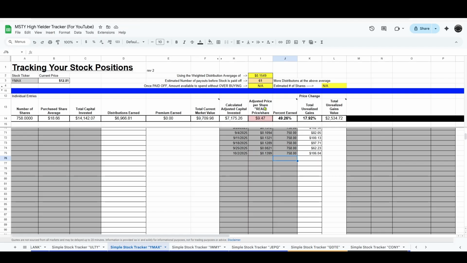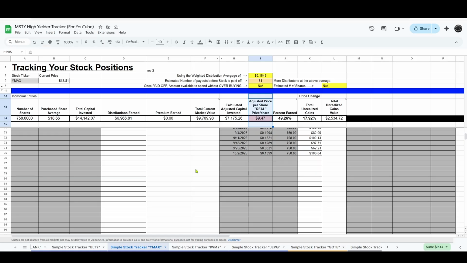I am lowering my real price per share by doing this method, right? So therefore, at that $9.47 for my real price per share, if I were to sell my shares at the current price of $12.81 of all 758 shares, how much money would I actually make? Well, I'll actually clear $2,534.72. So not a loss, but a gain, right?